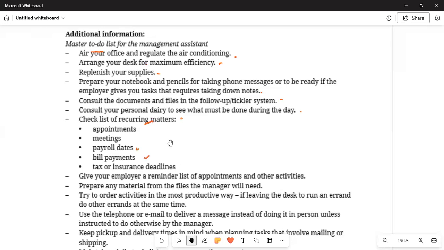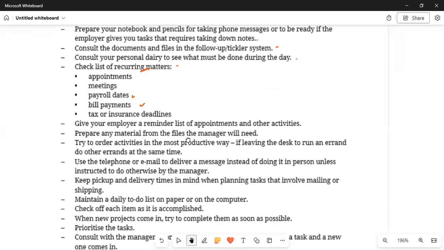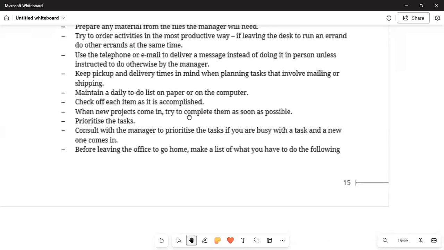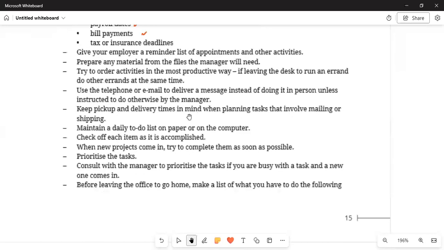And then, moving on again, in this instance you must try by all means to give your employer a reminder of the list of appointments and other activities. Prepare any material for the files the manager will need. Try, if leaving the desk to run an errand, to do other errands at the same time. Use the telephone or email to deliver a message instead of doing it in person, unless instructed to do otherwise by the manager. Keep that involved mailing or shipping.